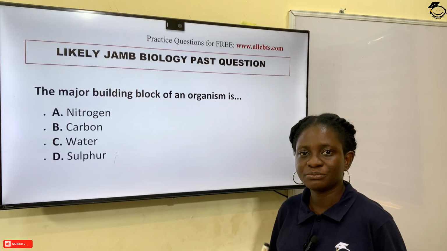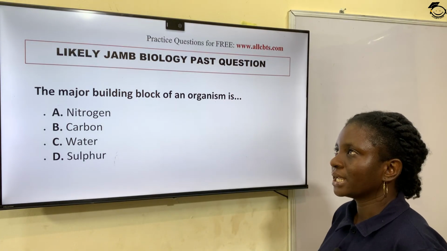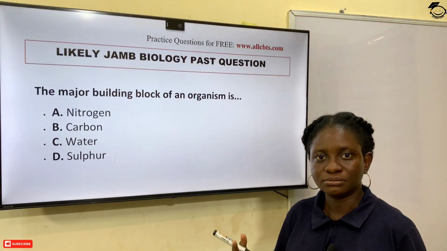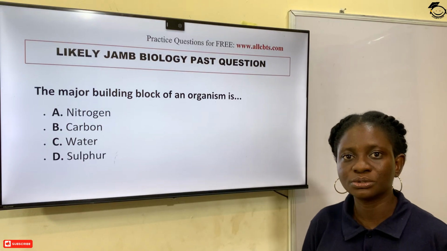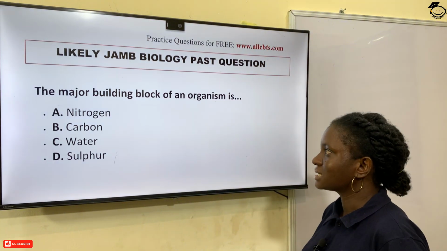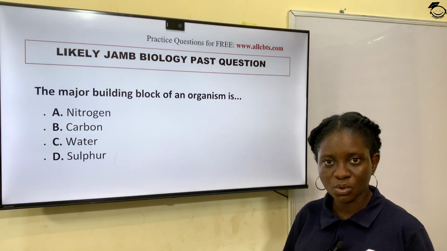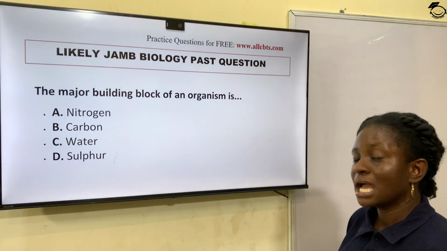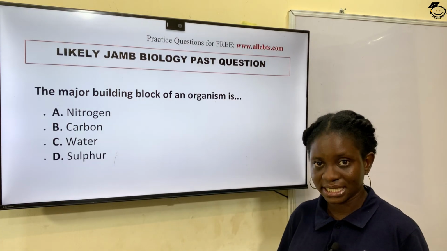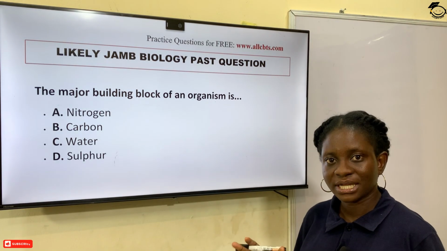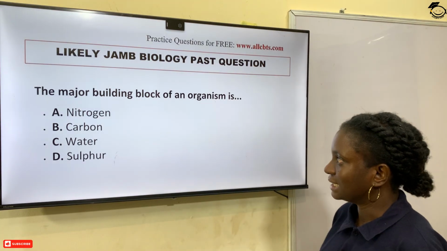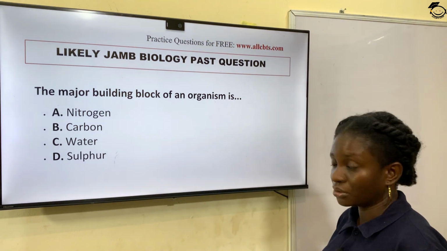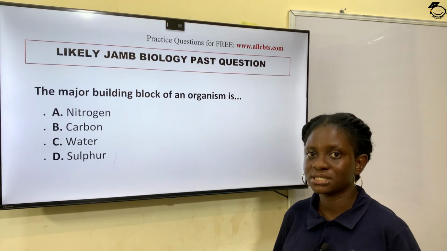When we talk about the major building block of an organism, we come to understand that organisms are made up of cell walls and also biomolecules that are carbon sources. For instance, glucose is a carbon source, that is C6H12O6. And looking at genetic material like DNA, they contain a carbon backbone. From that, we can deduce that carbon is the major building block of an organism. Option B is the correct answer.